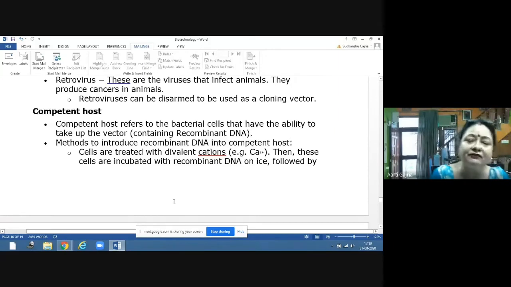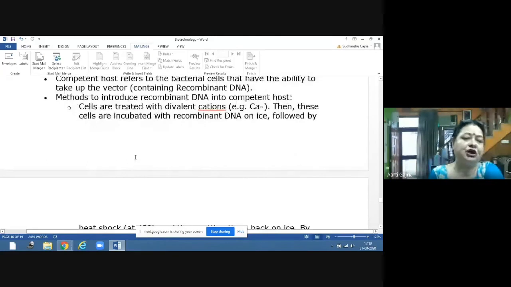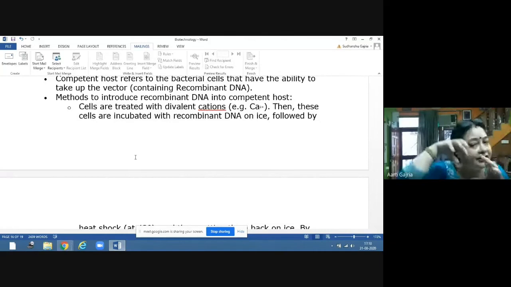So what we should do before getting the DNA into the competent host is that we treat the cells with divalent cations such as calcium ions. Because of the presence of these divalent cations, that is calcium ions, the permeability of the plasma membrane for the DNA will increase, and then temporary small holes will form in the membrane and the DNA can get into the cell.